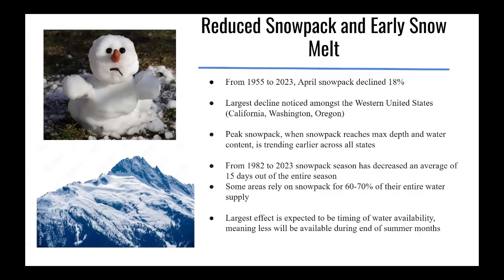From 1982 to 2023, the snowpack season decreased on average by 15 days out of the entire season. So essentially, we're losing out on 15 days of water storage, which equates to millions and millions of gallons. The largest effect expected from reduced snowpack is the timing of water availability, which I mentioned previously. Essentially, it becomes less available during the end of the summer months when we need it more.